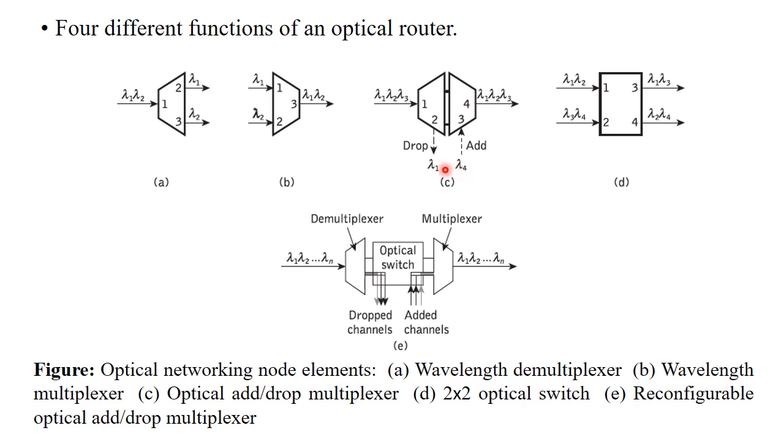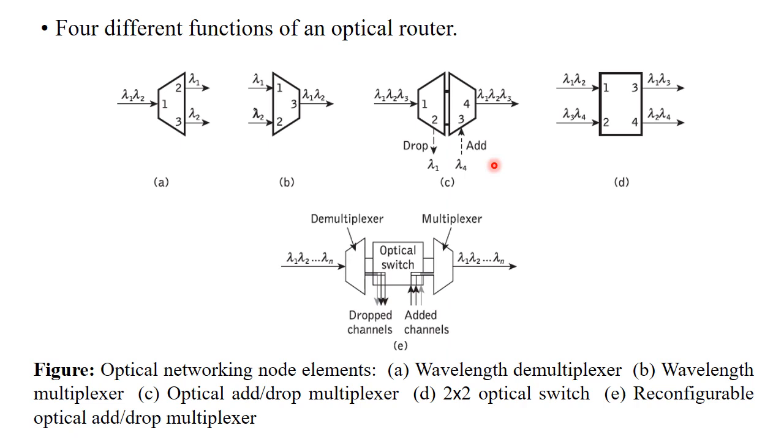Coming to this figure C, this is known as the add drop multiplexer. Here we can observe that lambda 1, lambda 2, lambda 3 are the inputs, and the output is lambda 2, lambda 3, lambda 4. Mistakenly it is printed as lambda 1, lambda 2, lambda 3 at the output. Please make a correction over there. The output must be lambda 2, lambda 3 and lambda 4.